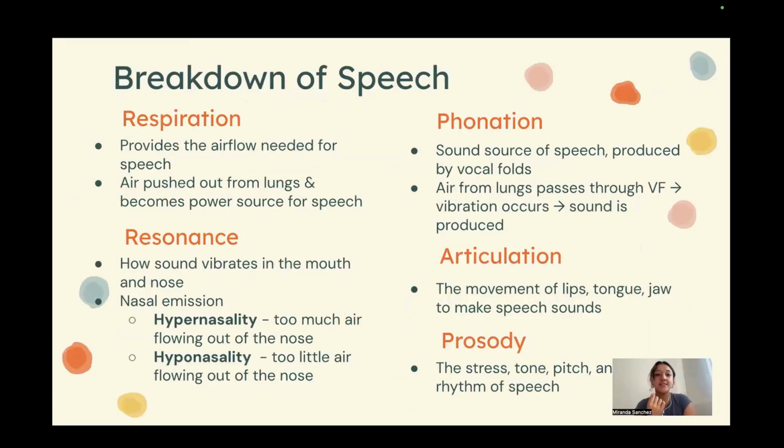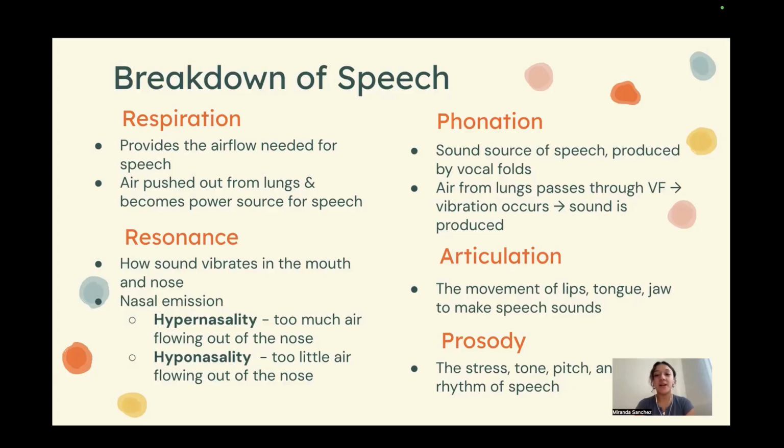And then the breakdown of speech consists of respiration, resonance, phonation, articulation, and prosody. Respiration provides the airflow needed for speech; air pushed out from the lungs becomes the power source of speech. For resonance, how each sound vibrates in the mouth and nose. Nasal emission, hypernasality, too much air flowing out of the nose, and hyponasality, too little air flowing out of the nose. For phonation, the sound source of speech produced by the vocal folds.